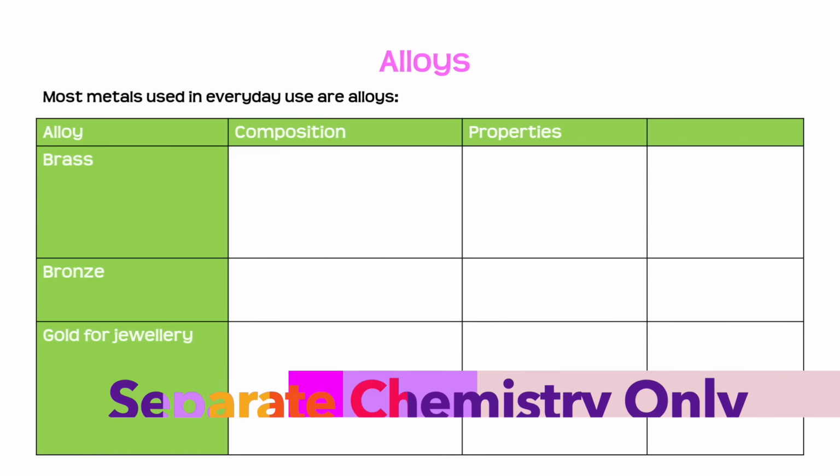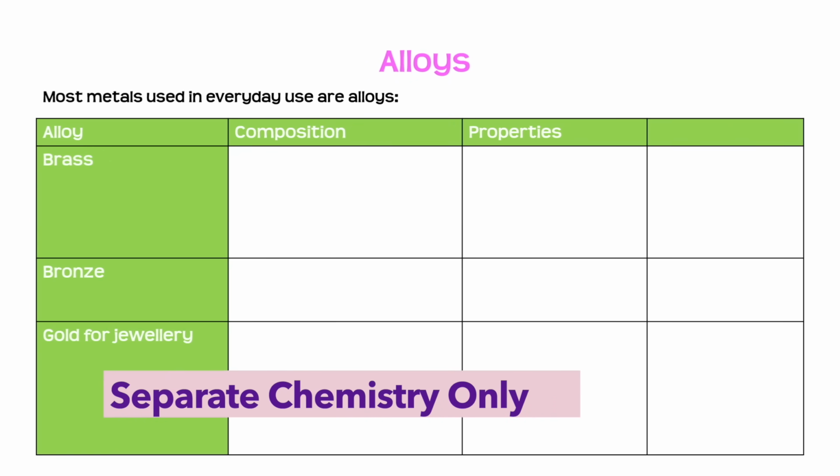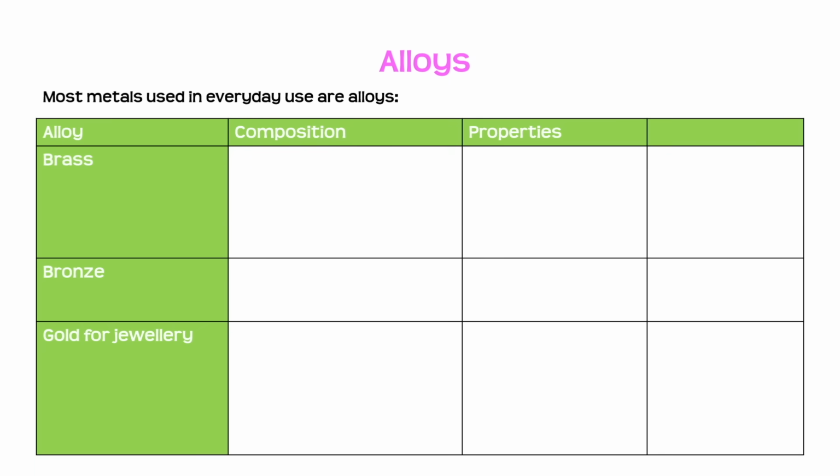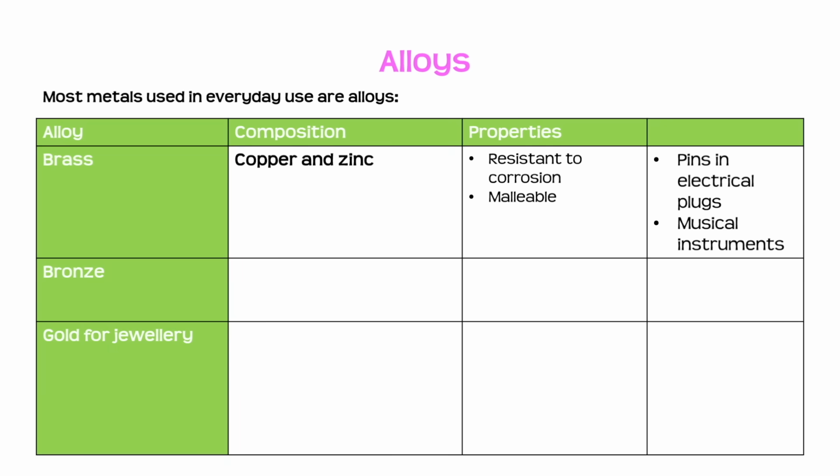Most metals that we use in everyday use are actually alloys. We need to know a few specific examples for this exam. So we need to know that brass is made up of copper and zinc. We need to know that it's got some really important properties, such as the fact that it's resistant to corrosion and malleable. Now these properties make it really useful for lots of jobs, for instance pins in electrical plugs and musical instruments. Now bronze on the other hand, that is composed of copper and tin. Bronze is also resistant to corrosion, and we'll often see statues and coins made from bronze.